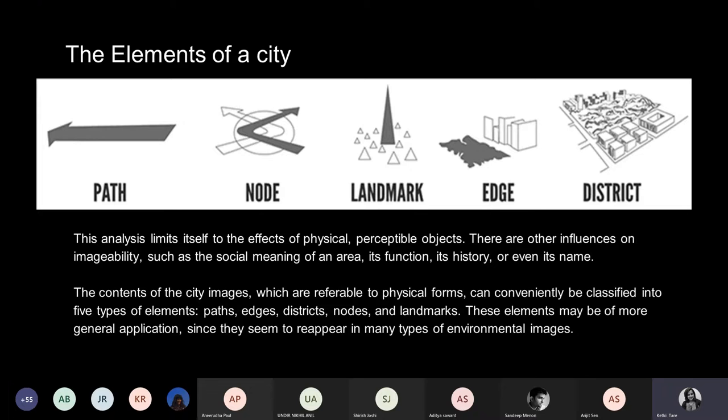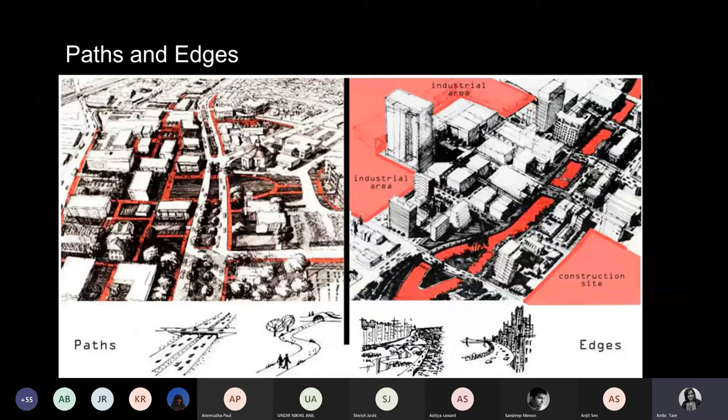But from the contents of the city images that they had received, they tried to identify certain physical forms through those images, and they classified them as five types of elements: paths, edges, districts, nodes, and landmarks. These are the five elements found most common in all the mental images that any observer would create, right? Because they appeared again and again in most of the environmental images created, they were used for this. So, getting into detail, how does one read paths and edges?